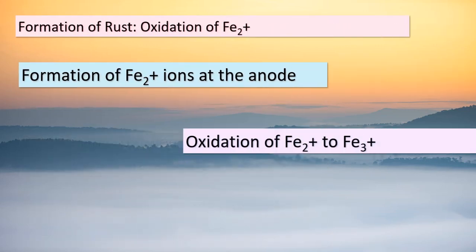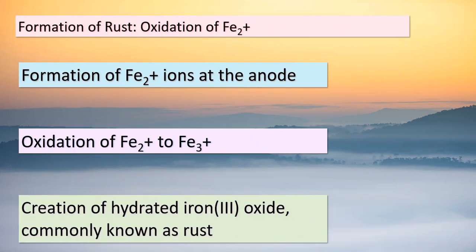Hello again, dear students. Our journey continues into the captivating world of chemical reactions and their consequences. We're about to dive into the transformation of iron, so buckle up. At the anode, a noteworthy process takes place. Fe2+ ions are formed. These Fe2+ ions don't stop there. They undergo oxidation, turning into Fe3+ ions.